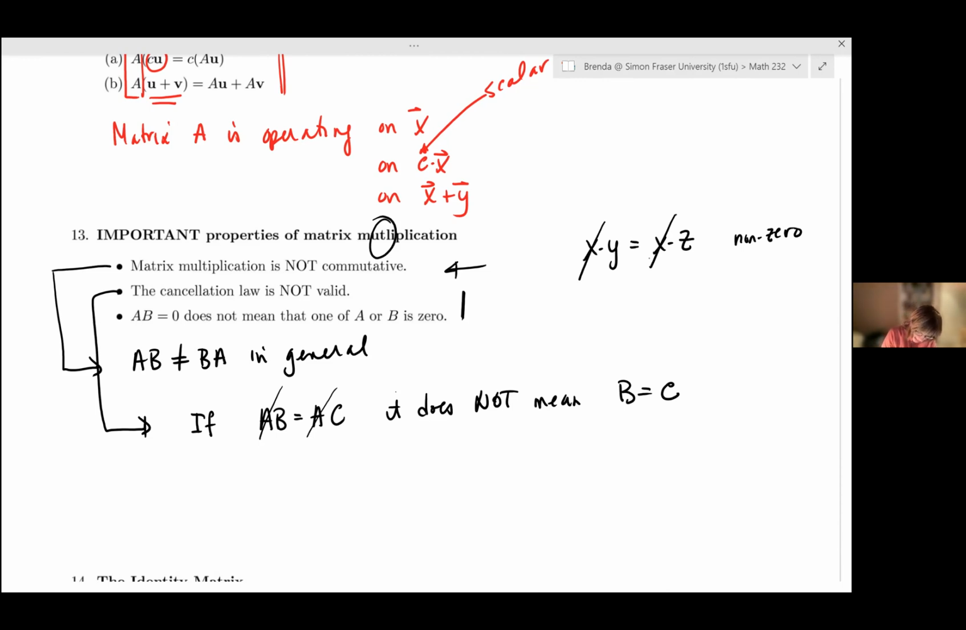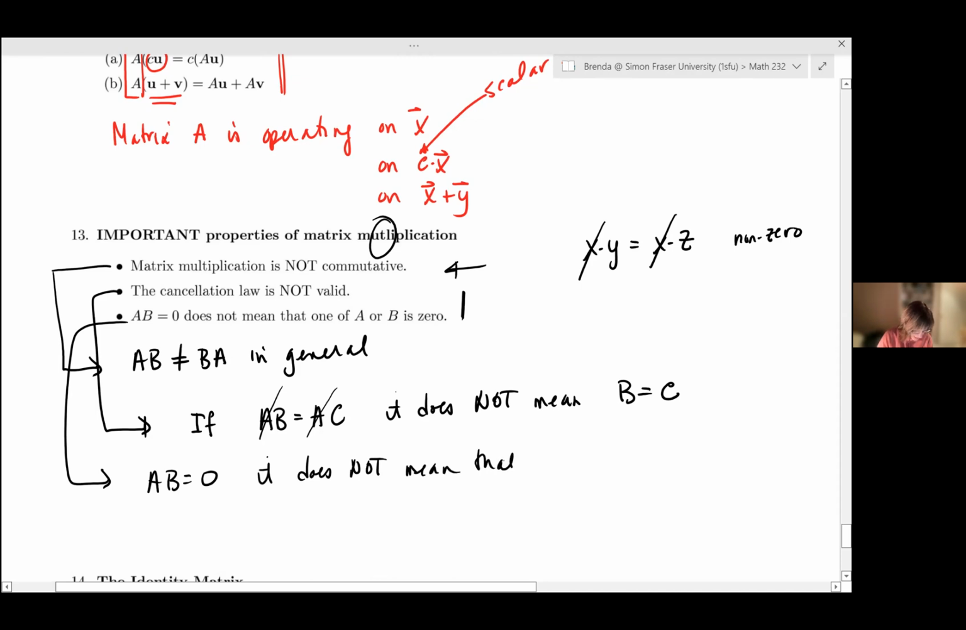Okay, next one is that if AB is equal to 0, if we multiply two matrices together and get 0, it does not mean that A equals 0 or B equals 0. Now, normally if we had something like XY is equal to 0, we would then conclude that X equals 0 or Y equals 0 or both. We cannot make that conclusion with matrices.